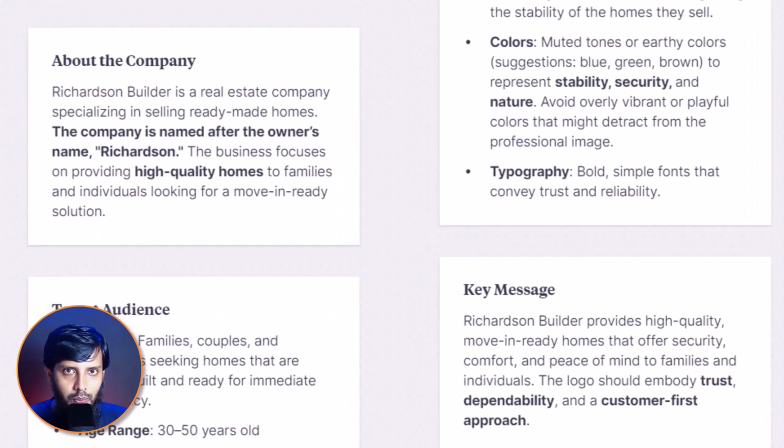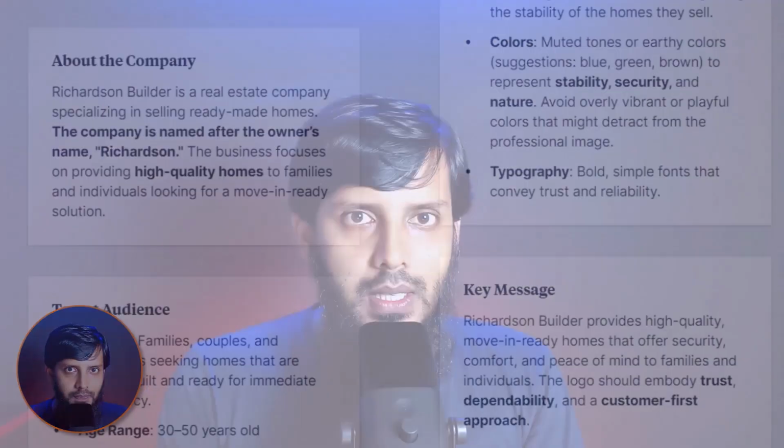The owner of this company, Mr. Richardson, is a key part of his business. So, he named his business after his last name, Richardson. Since his name plays a big role in the brand, I decided to generate logo ideas using his name and the first letter R. And my client really loved this direction.